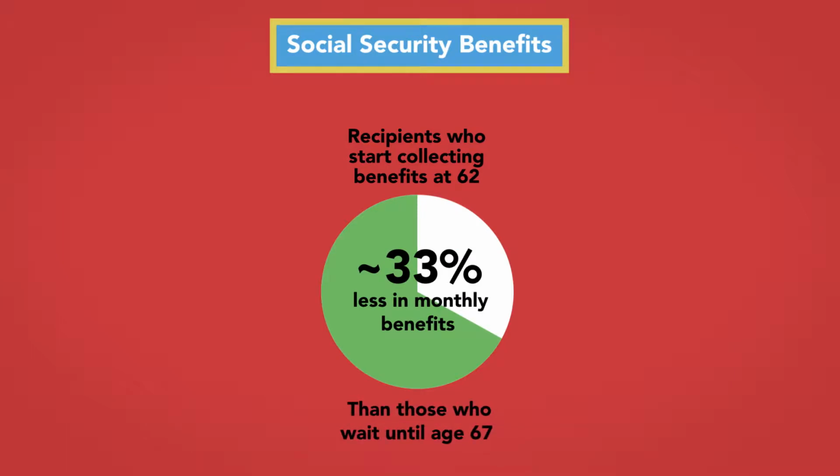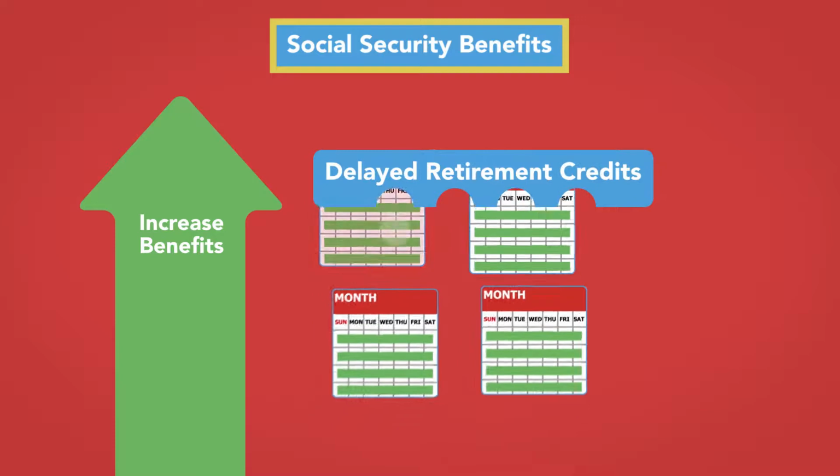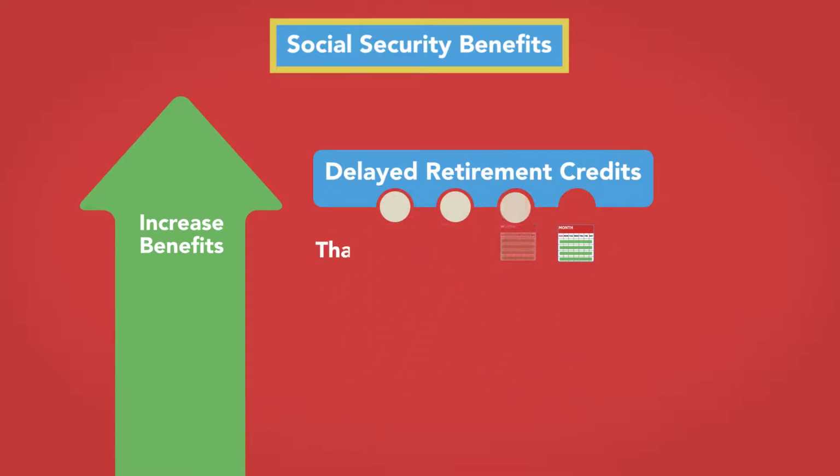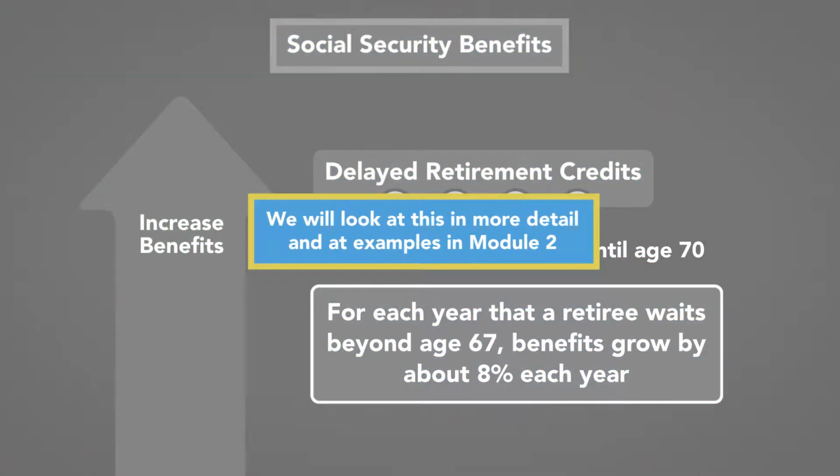In fact, recipients can increase their benefits by delaying receipt of these benefits even further, as they receive delayed retirement credits that continue to increase until age 70. For each year that a retiree waits beyond age 67, benefits grow by about 8% each year. We will look into this in more detail and examples in Module 2.